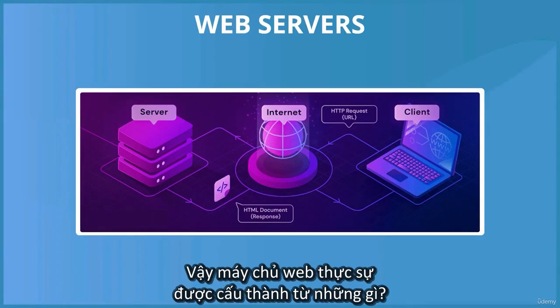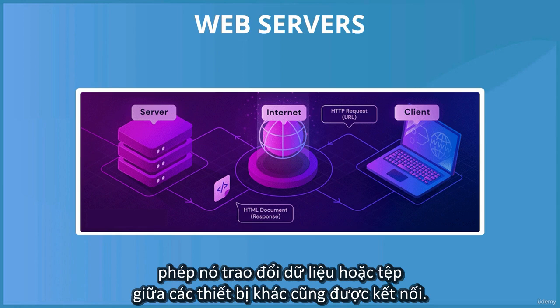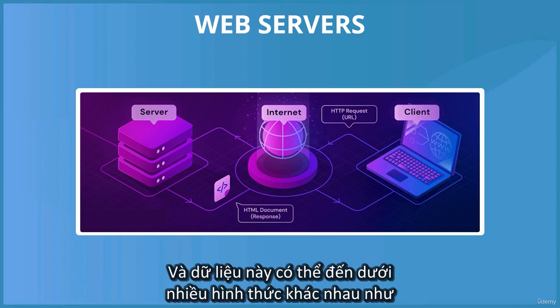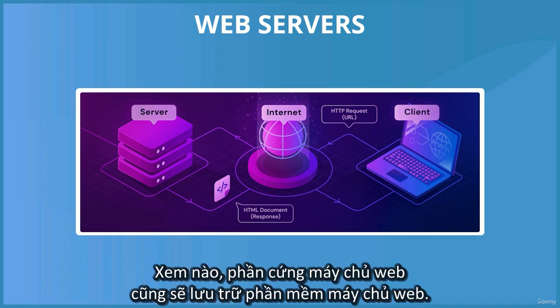So then what is a web server actually made of? Well, on the hardware side, a web server connects to the internet, which enables it to exchange data or files between other devices that are likewise connected. And this data can come in different forms, such as HTML files, images, JavaScript files, or CSS style sheets. Web server hardware will also store web server software.